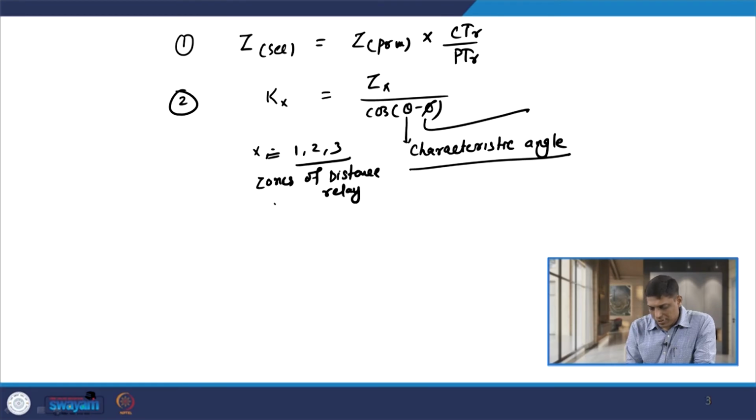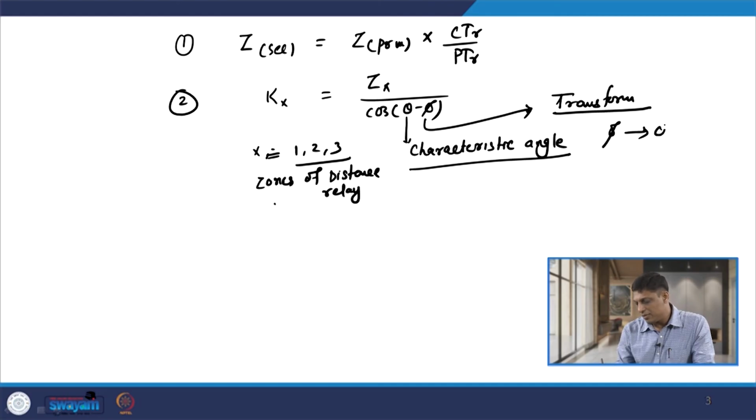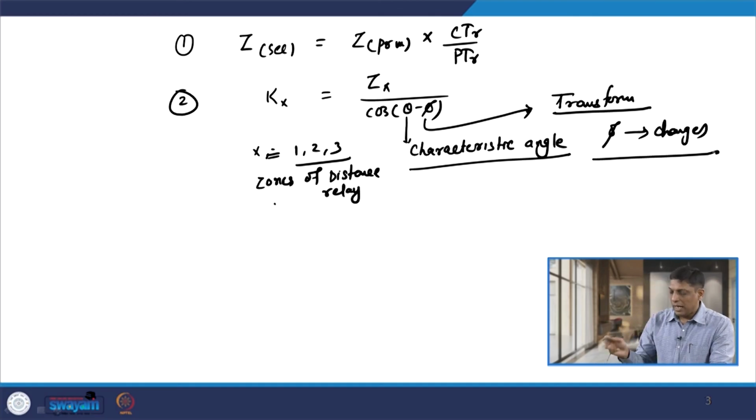So, it can be first zone, second zone, third zone. So, K1, K2, K3, and phi again depends on whether any transformer is involved in that. Whenever a transformer is involved, the value of phi changes. You need to understand that whenever a transformer is connected at any substation and you add its reactance, then the value of phi always changes.